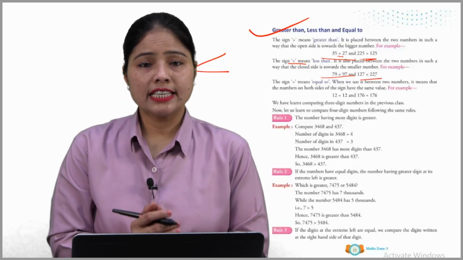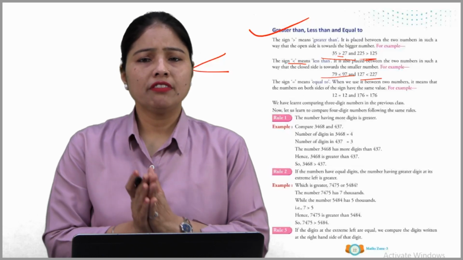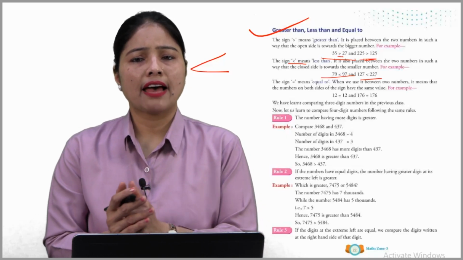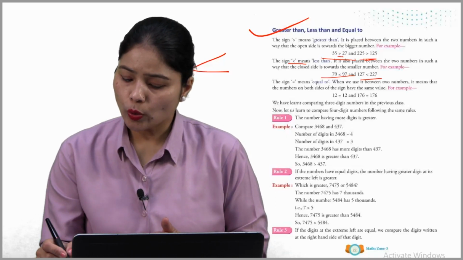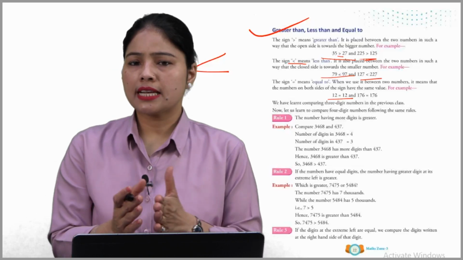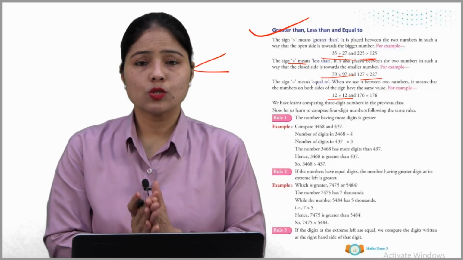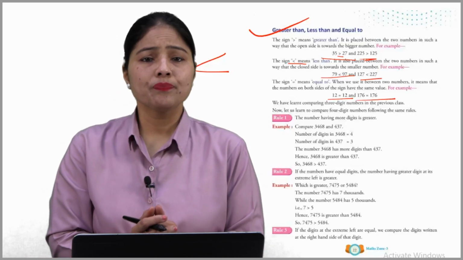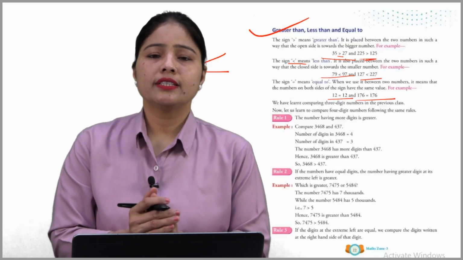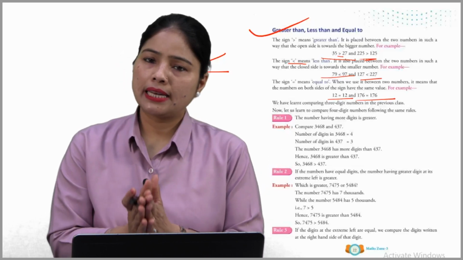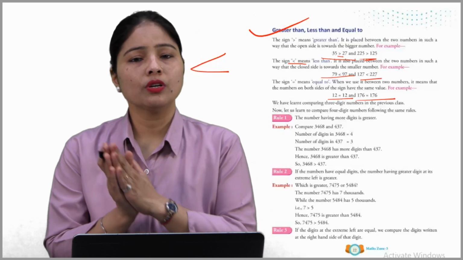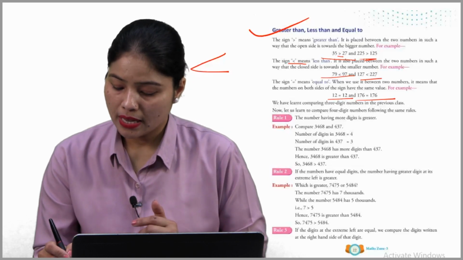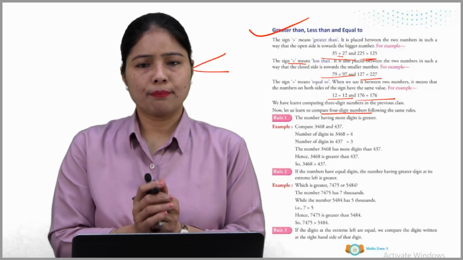Okay, the sign equal to means equal to. When we use it between two numbers, it means that the numbers on both sides of the sign have the same value. For example, 12 and 12. We know that both are the same. So 12 is equal to 12 and 176 is equal to 176, like this. Okay. We have learnt comparing 3 digit numbers in the previous class. Now let's learn to compare 4 digit numbers.